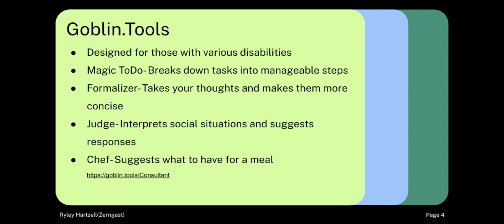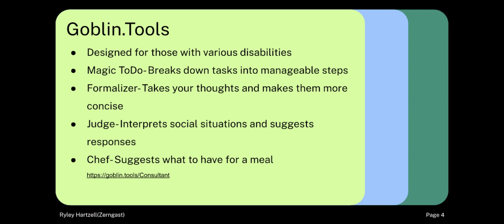The next one is the Formalizer. So it takes your thoughts and it makes it more concise. This one, if you are feeling overwhelmed when you are trying to process a bunch of content that you have just read, you can just blurt out and write down anything and everything that you heard, and it will help you organize your thoughts. One that I find that is interesting that I think can be applicable in online education, though it might not be designed for that, is the Judge. The Judge helps interpret social situations and maybe interactions and lets you know if you are interpreting them in a correct way.